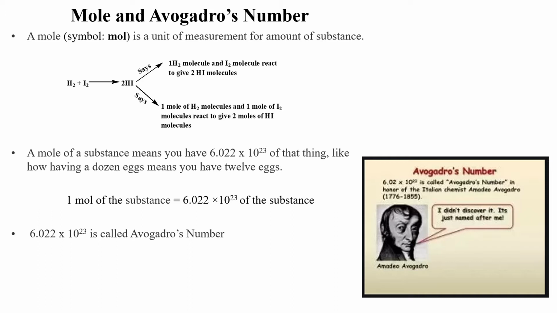And this big number is called Avogadro's number in honor of the Italian chemist Avogadro. He didn't actually discover this number, but his efforts towards the discovery of this number are great. So this number is named after his name.